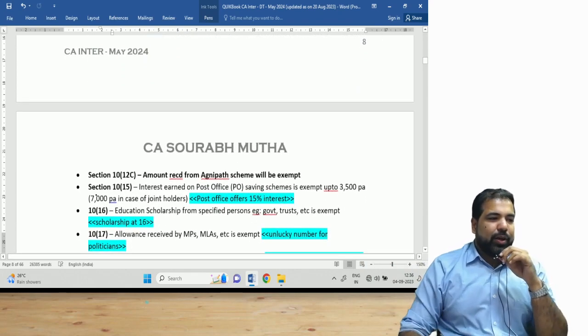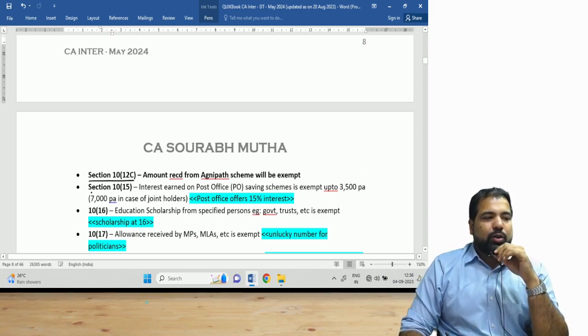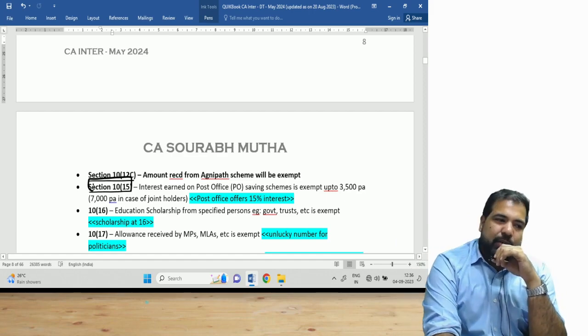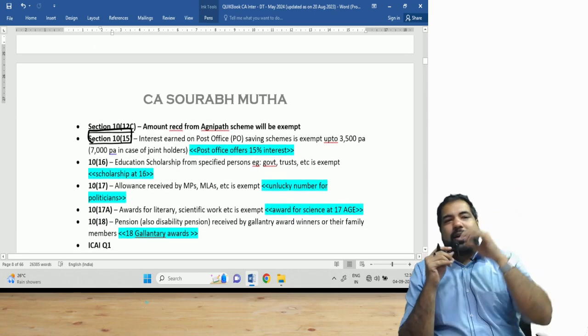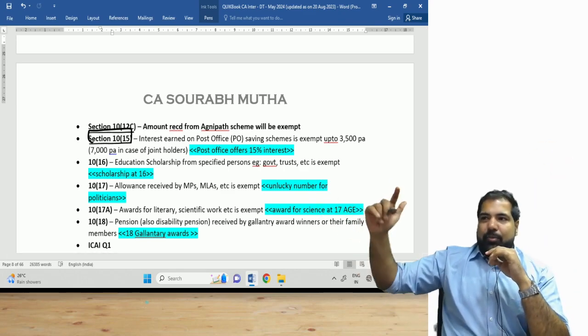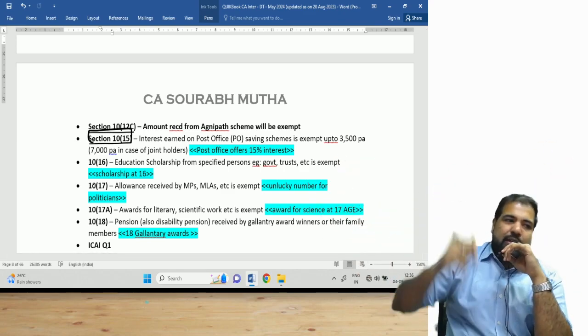Next, 10(12). We'll talk about it tomorrow. 10(15). In 10(15), do you have a post office savings scheme? Yes, and when you get money from that scheme, the interest up to 3,000 will be exempt. The rest will be taxable. And if it's a joint account, 7,000.